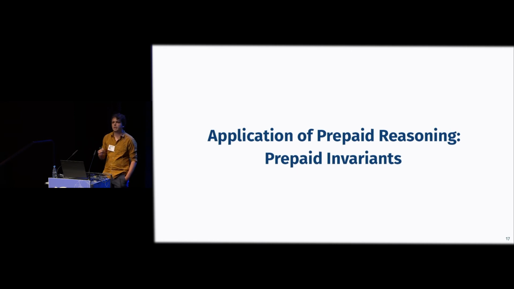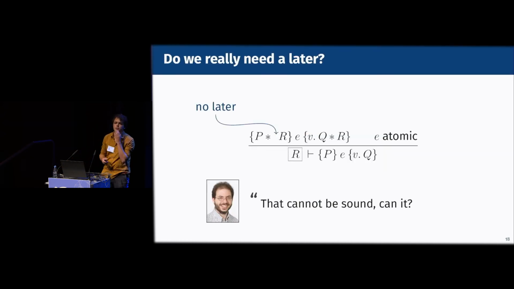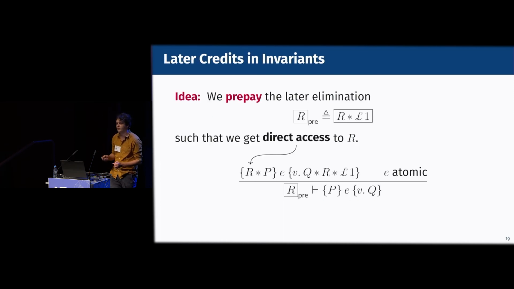And we looked at this and we thought, well, can we maybe scale this to even more? And one example that I want to discuss in this talk are prepaid invariants. As you might have guessed by now, our life would be a lot simpler if there were no later modalities in that rule. So before this work, I went to the experts and asked, well, can't we just remove the later modalities? They were like, I don't think that's sound. Right? So let's see what happens when we put later credits into an invariant.